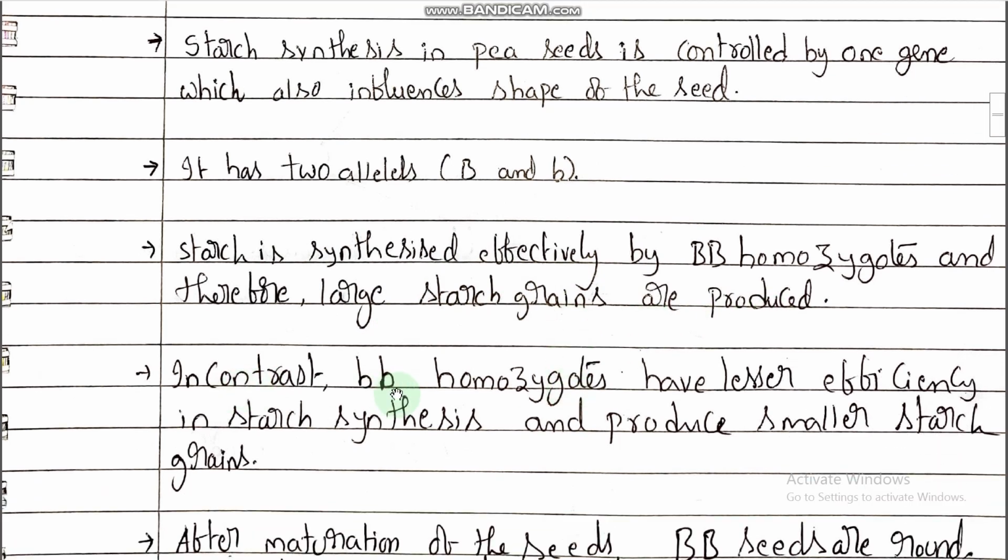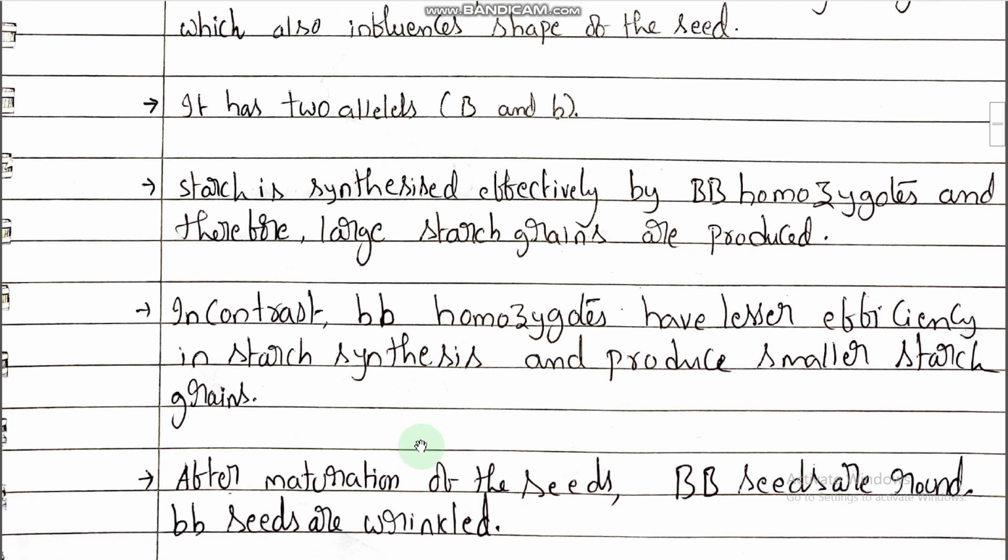In contrast, small b homozygotes have lesser efficiency in starch synthesis and produce smaller starch grains. So when both are small b, starch synthesis is also less and produces small starch grains. The size of the starch is small.